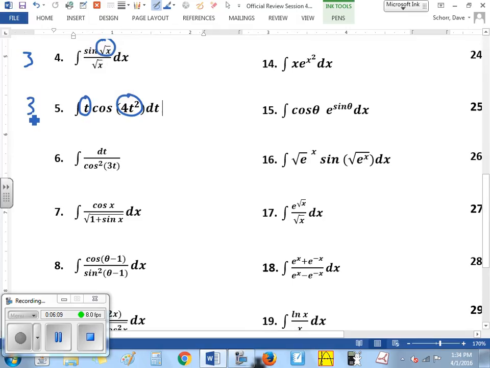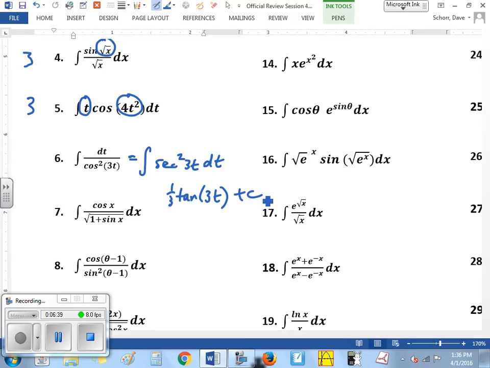This next one, what do you guys think on this one? This one's more of a trig sub, because you could just write it as sec squared 3t, and then the answer is 1/3 tan 3t. See? Because you're integrating sec squared, which is clearly a tangent. So that's almost a memorized one if you're willing to do one quick identity. 1 over cos is sec, so 1 over cos squared is sec squared. So that one's not nearly as scary as it looks.